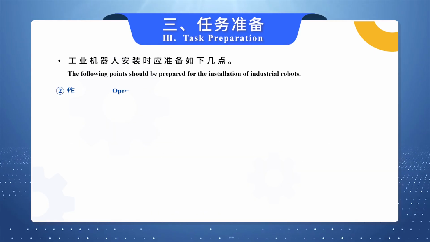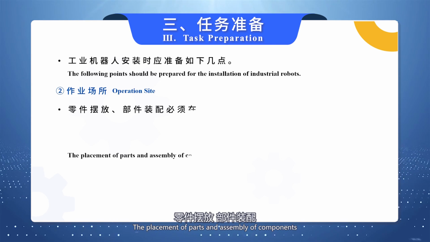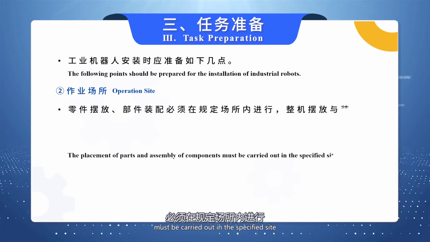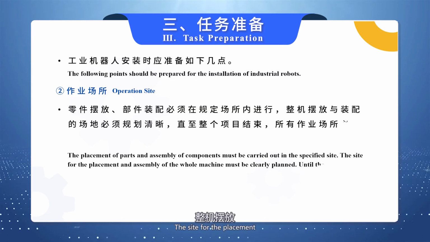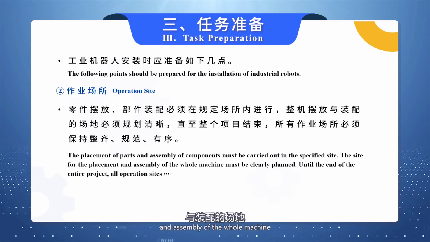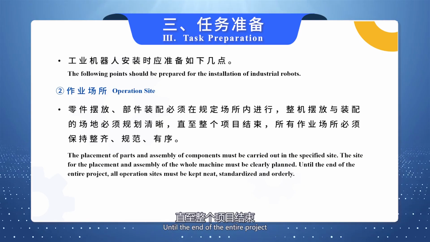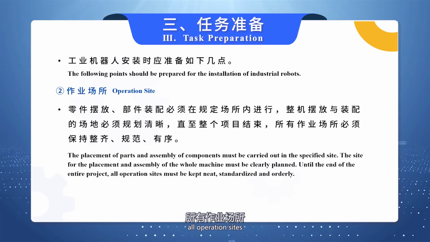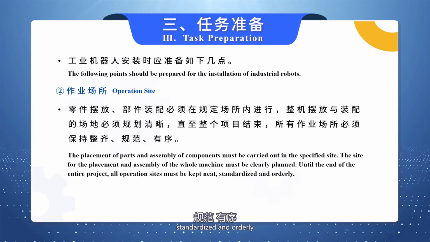Second, operation site. The placement of parts and assembly of components must be carried out in the specified site. The site for the placement and assembly of the whole machine must be clearly planned. Until the end of the entire project, all operation sites must be kept neat, standardized, and orderly.